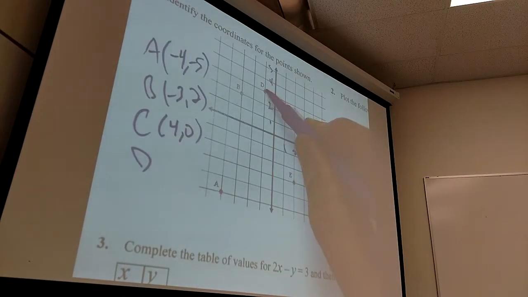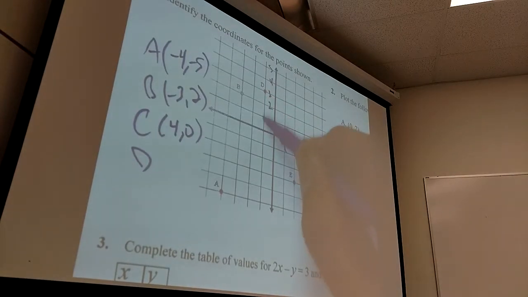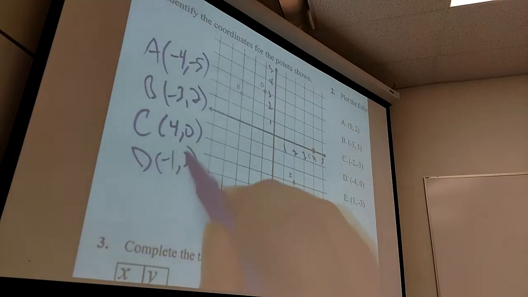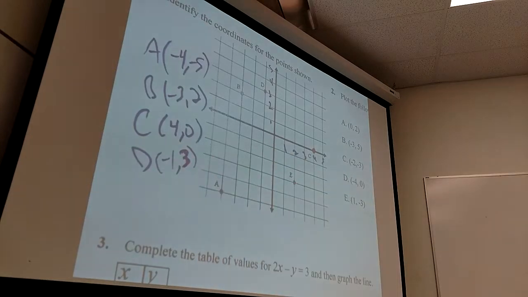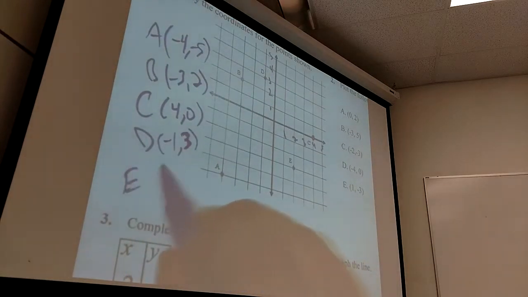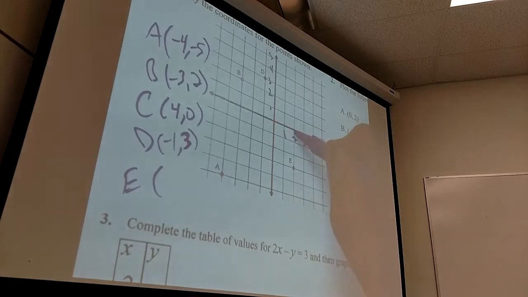D: minus 1, 3. Back 1, up 3. And then E: 2 over, negative 3, 3 down.